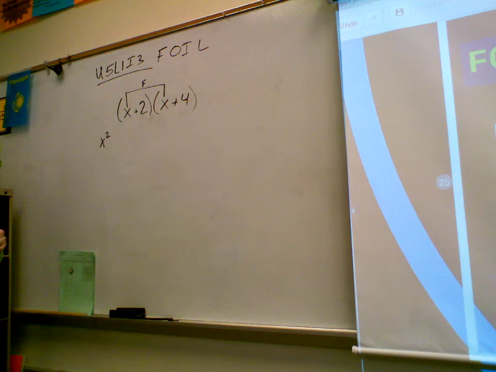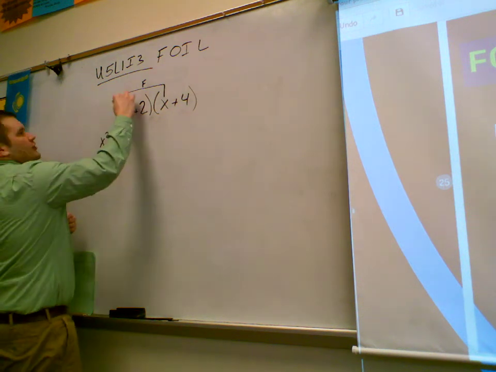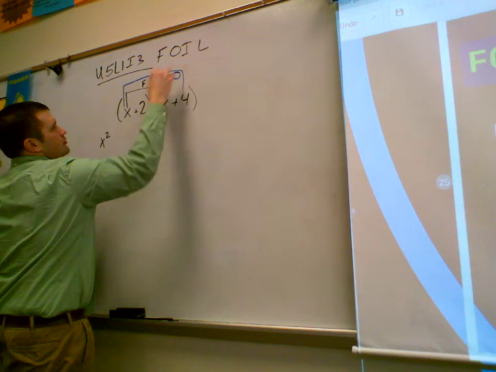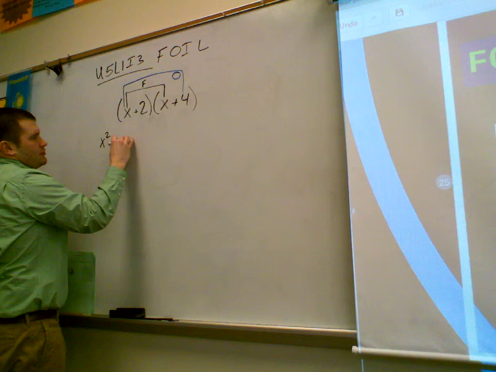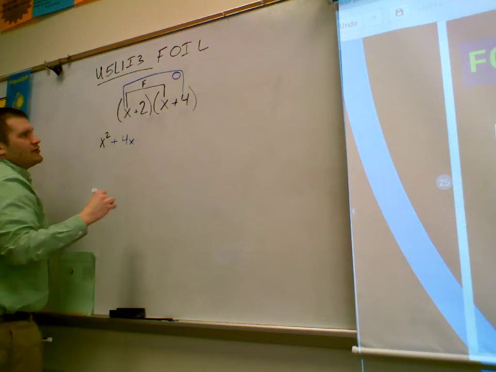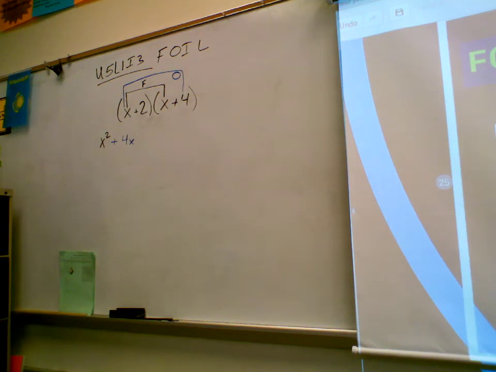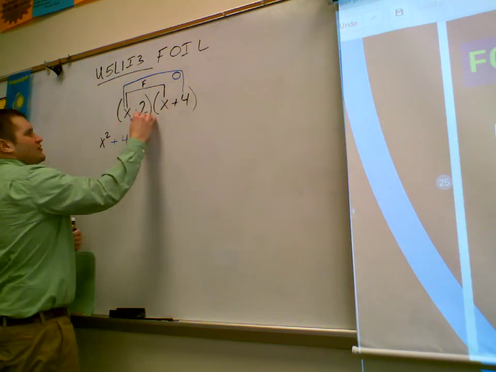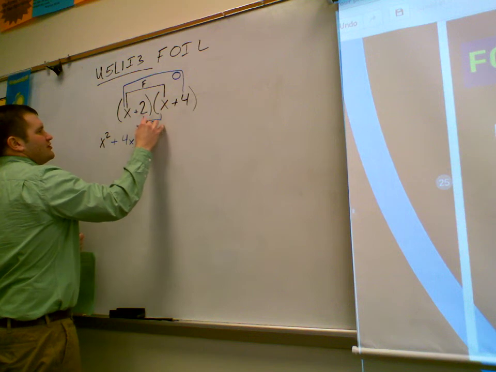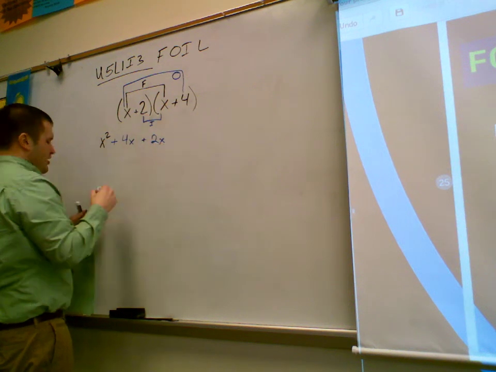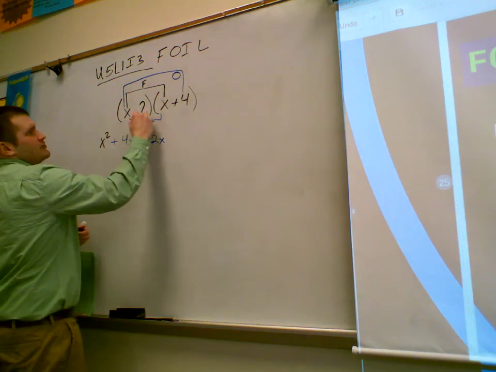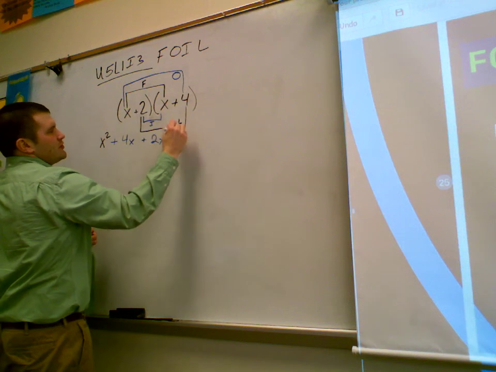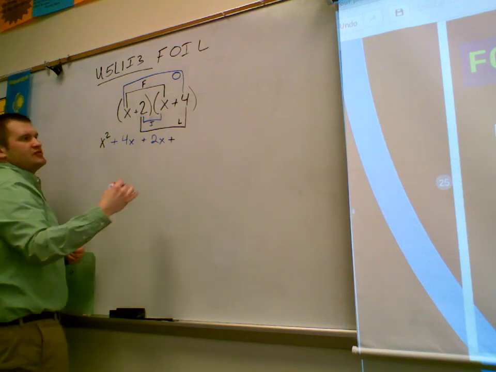Outsides. That's what O stands for. My outsides are x and 4. So x times 4 is 4x. What does the I stand for? Inside. So 2 times x is 2x. And what does the L stand for? Last. So who's in last place? 2 and 4. 2 times 4 is 8.